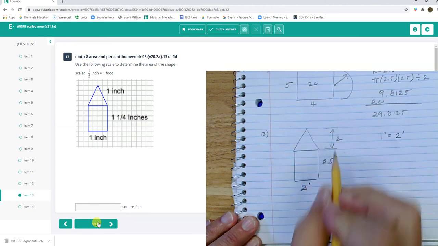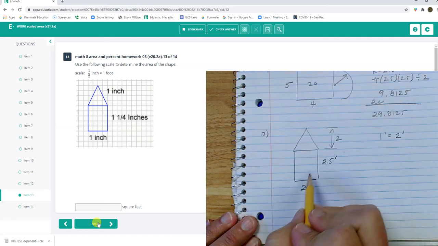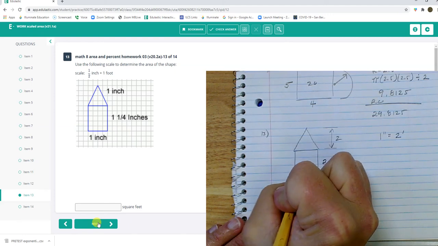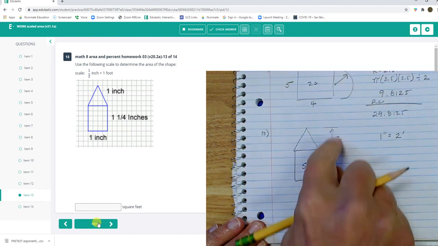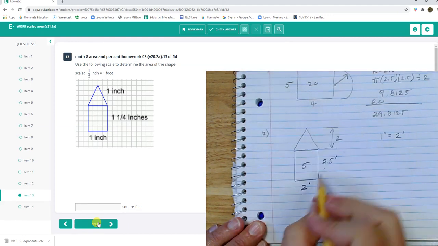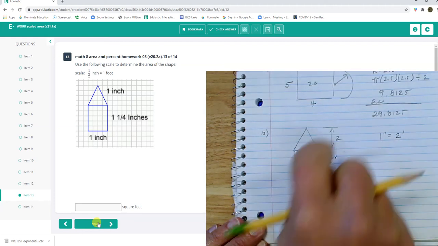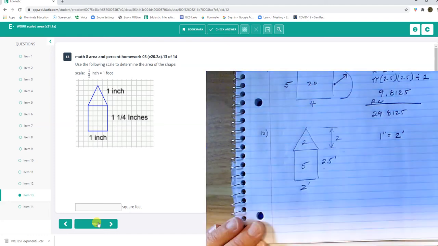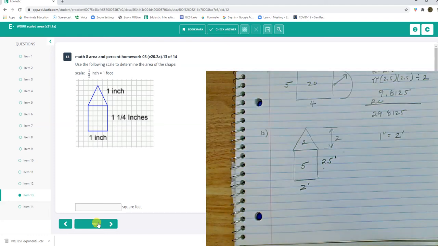And then this is 1 inch, so that means the height of this is 2 feet. Okay, so let's do the rectangle. So 2 times 2.5 is 5. And then this is 2 times 2, right? Base times height divided by 2. 2 times 2 divided by 2, which is 2. So I think it's going to be 7. 2 plus 5 is 7.